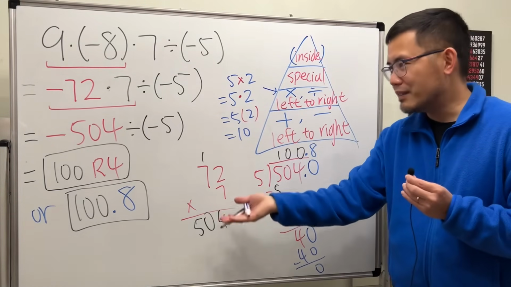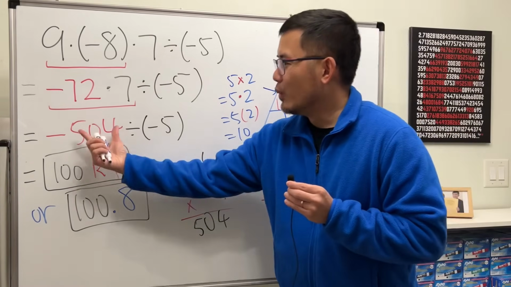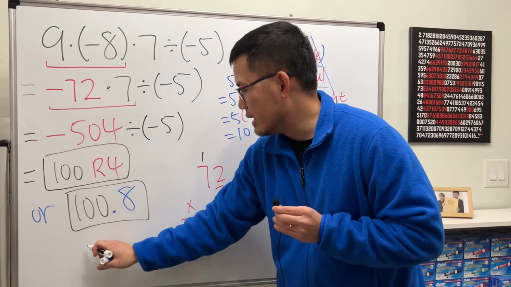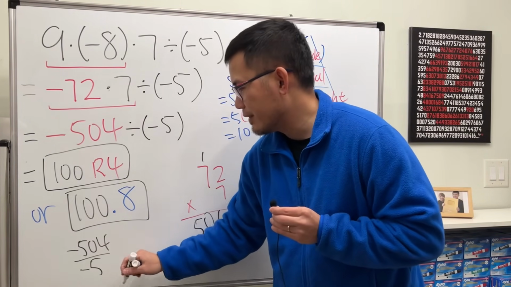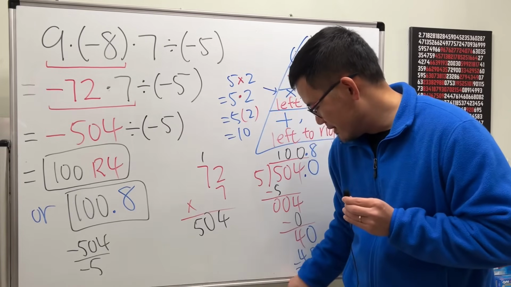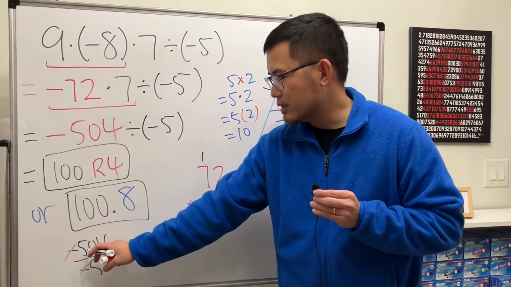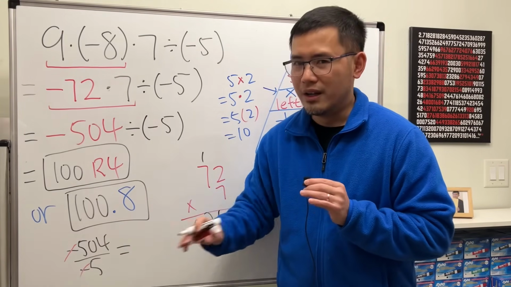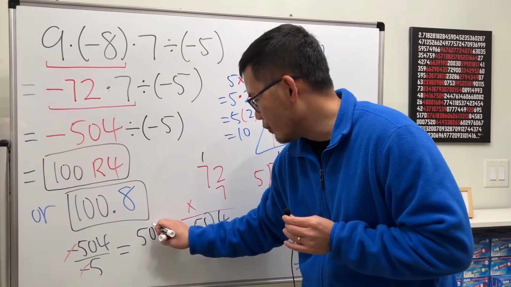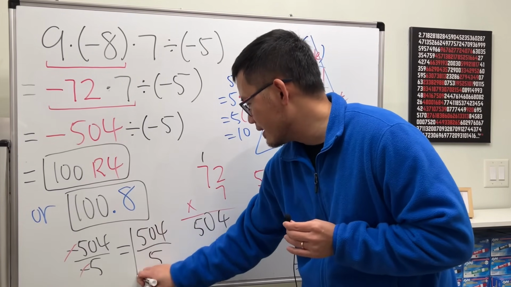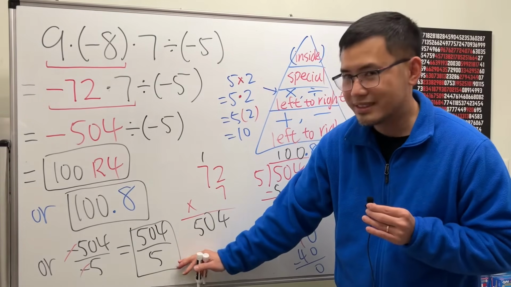Moreover, you could also have answered it as a fraction, so this is just one last part. When you have this divided by that, you can also put it as negative 504 divided by negative 5. Negative divided by negative, it's positive. And 5 goes into 504 non-evenly, so you just don't reduce it. So just leave it 504 over 5. So either this, or that.